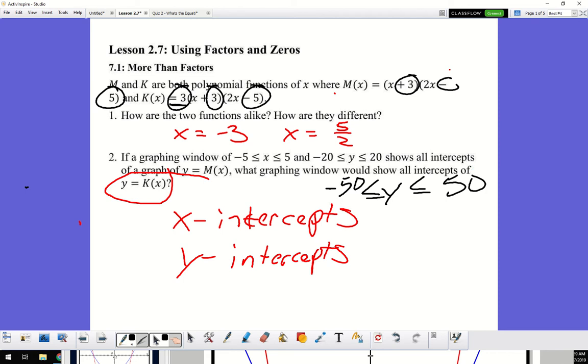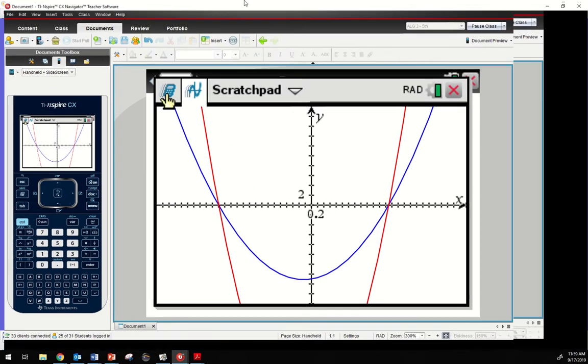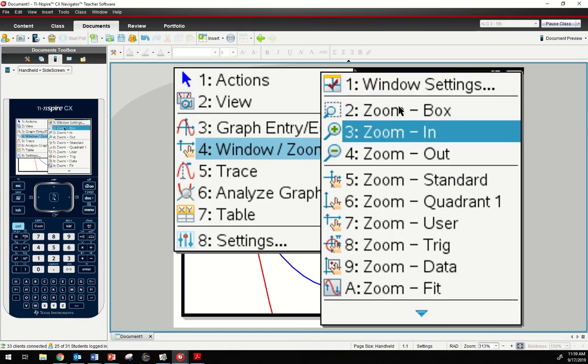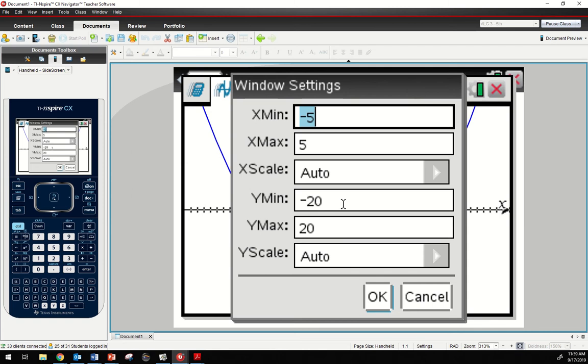So let's go ahead, take a look at it. I'm going to do my graph again. Window again, menu, window. So I'm going to change this one now. So I want this one to be -50.